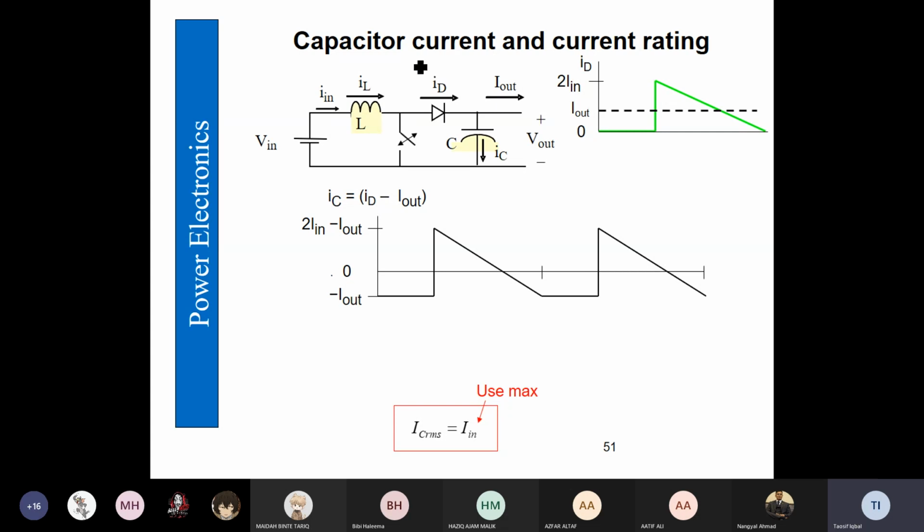To find out the capacitor current rating, what we are going to do is we will consider the diode current as the worst case scenario. So delta I inductor is equal to twice the input current. Therefore the peak is equal to 2 times the input current.